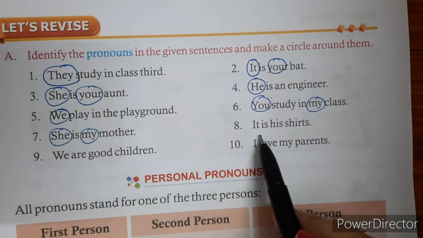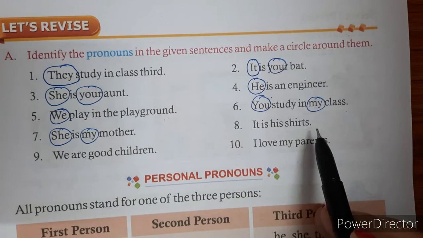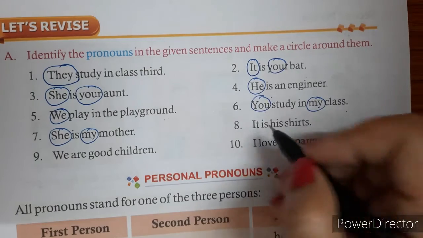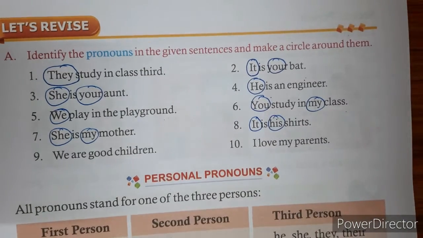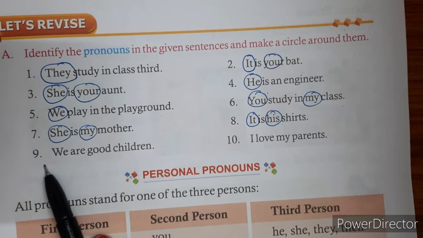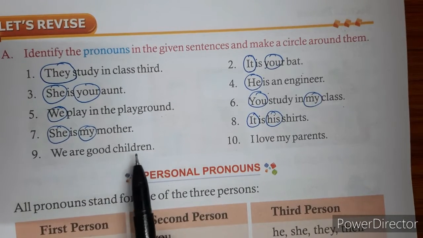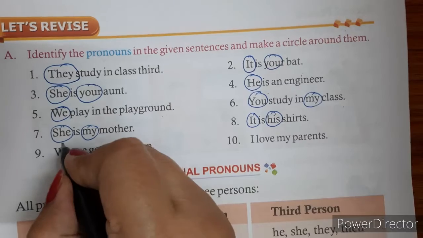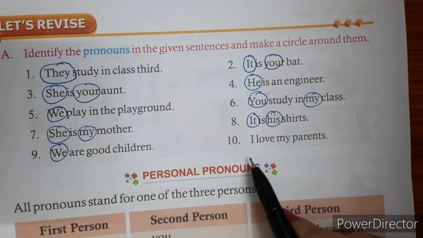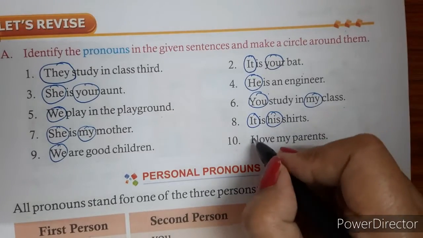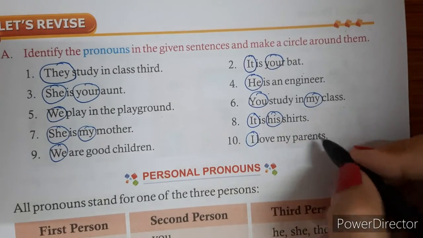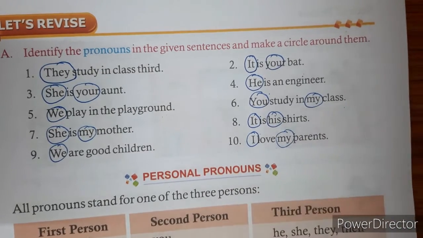Sentence number 8. It is his shirt. The pronouns are it and his. So you will circle them. Sentence number 9. We are good children. Circle the pronoun we. And sentence number 10. I love my parents. Circle the pronouns I and my.